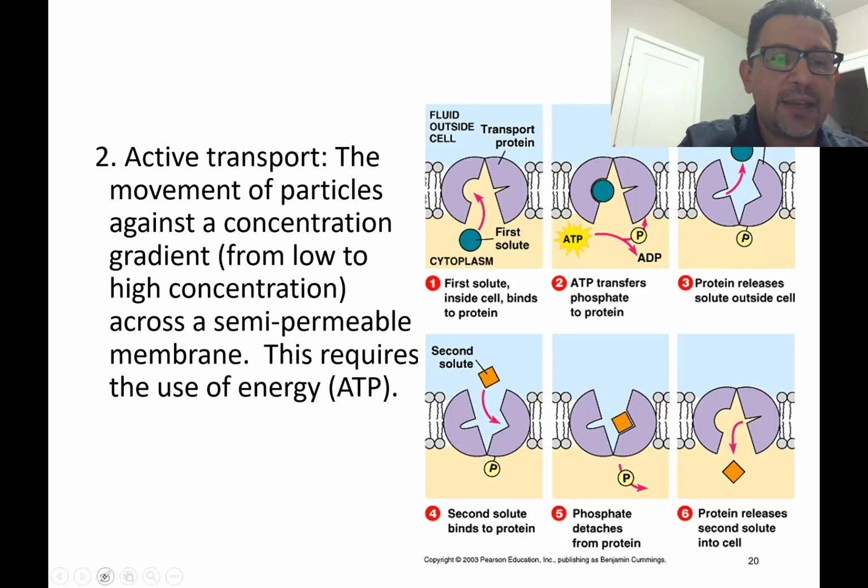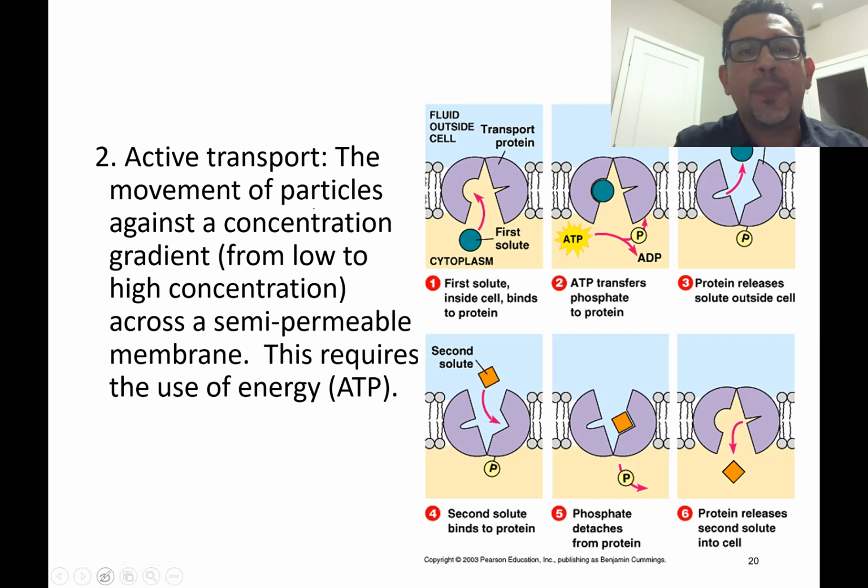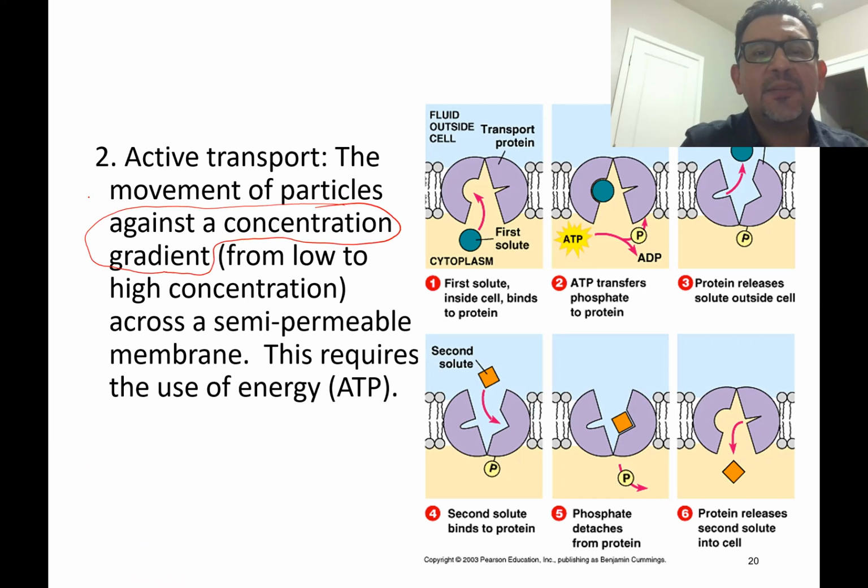So particles are going to be moving against a concentration gradient. And what this means is that particles are going to be moving from low concentration to high concentration.